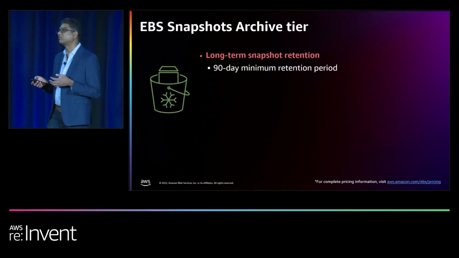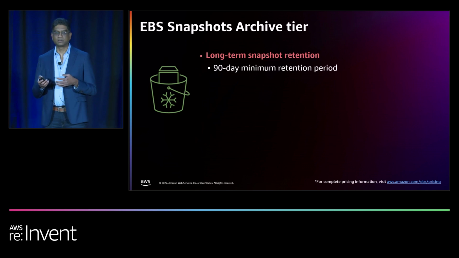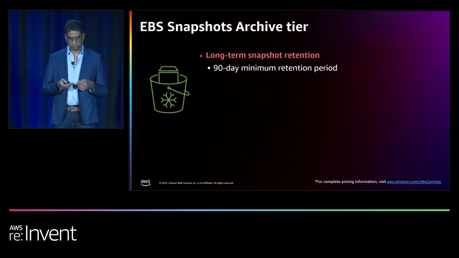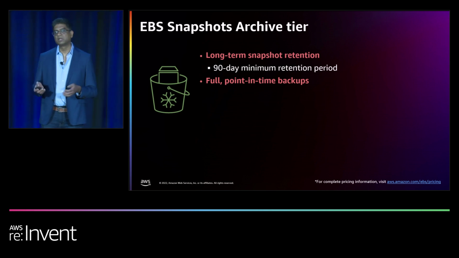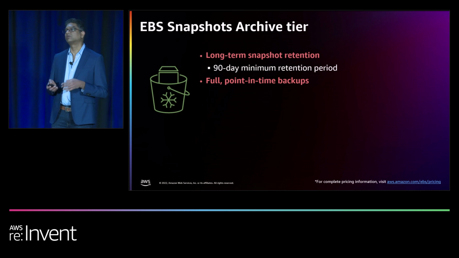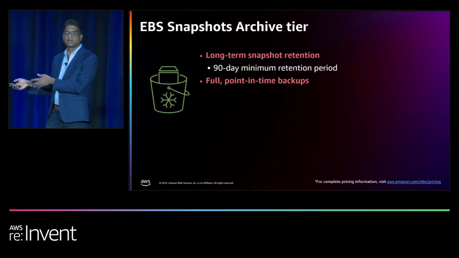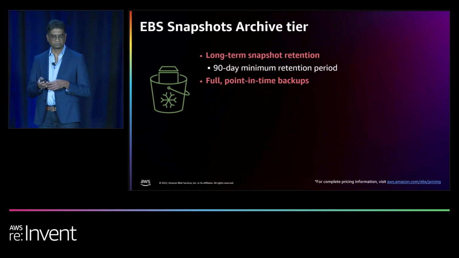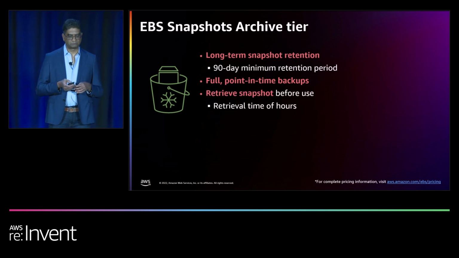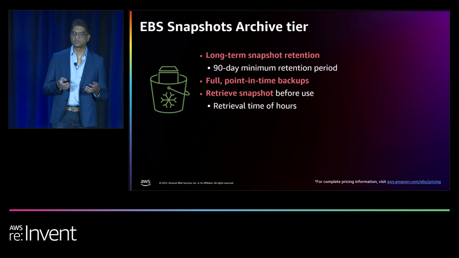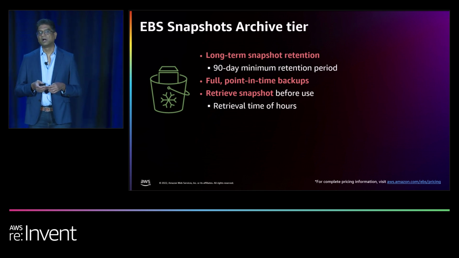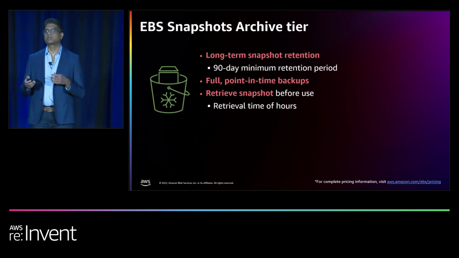So it has a minimum of 90 days to store the snapshots in the archive tier. In terms of differences between a snapshot in archive tier versus a standard tier, a snapshot in archive tier is a full backup only. It does not support incremental snapshots, whereas snapshots in standard tier support incremental forever snapshots. So that's a pretty big difference. In terms of retrieval time, the retrieval of snapshots from an archive tier to the standard tier can take anywhere from 24 to 72 hours, depending on the size of your snapshots. And 72 hours is typically for a 64 terabyte snapshot.